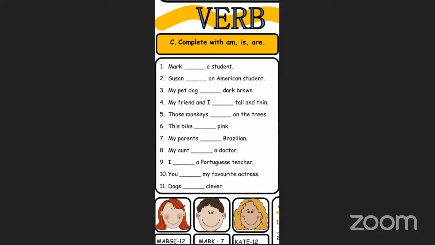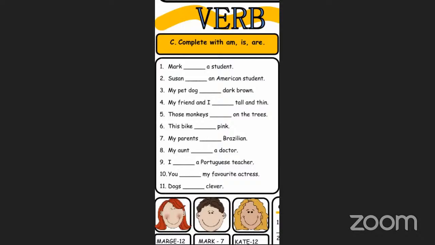Number 3, my pet dog is dark brown. My pet dog, only one, is dark brown. Then number 4, my friend and I. There are two people, my friend and I. Yes, you have to use the be verb are. My friend and I are tall and thin.